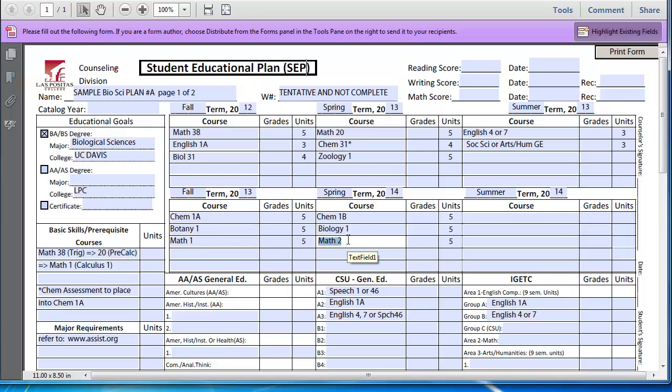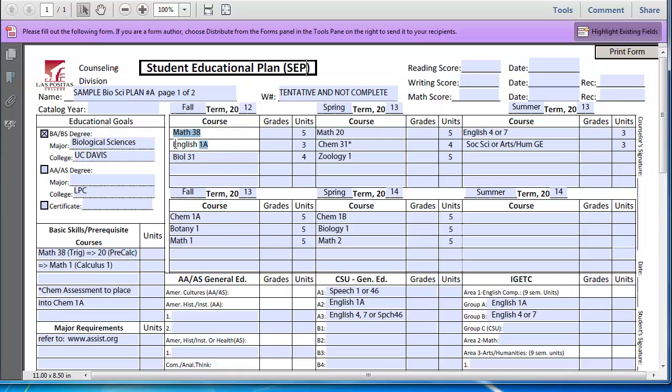And the student would also want to take the chemistry assessment, because unless a student has AP score results from a chemistry AP with a 3 or better, all incoming students must take the chemistry placement test to place into Chem 1A. If they don't test into Chem 1A, then they have to take the prerequisite course, Chem 31, prior to taking Chem 1A.